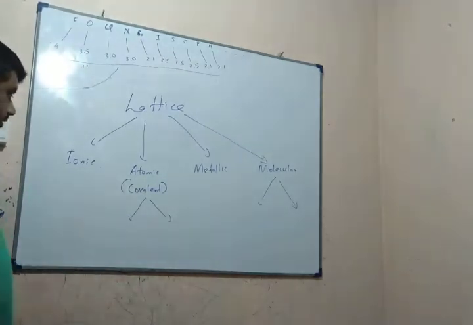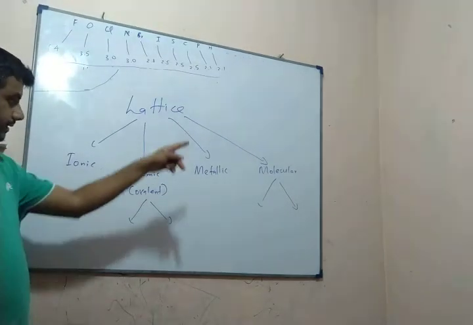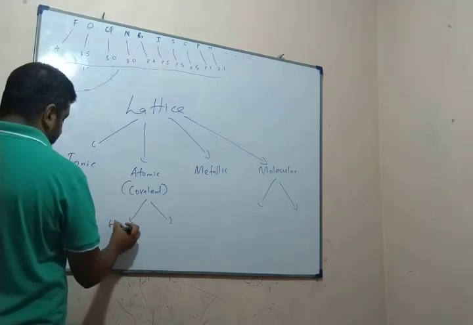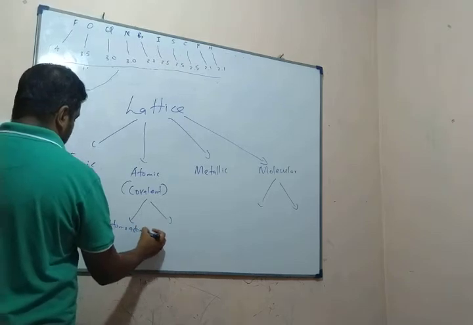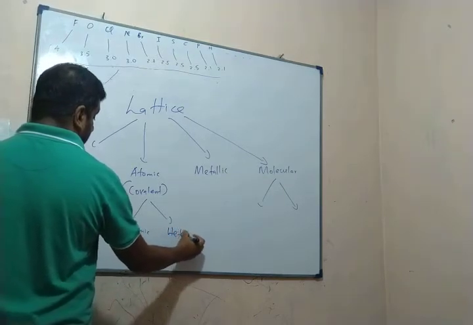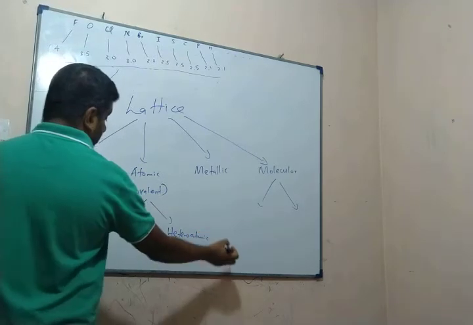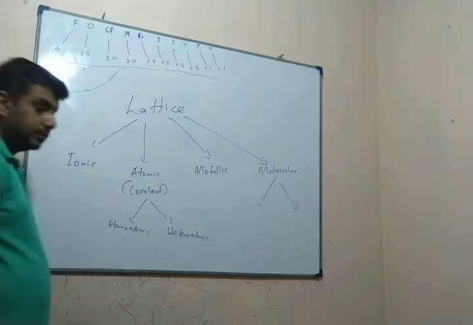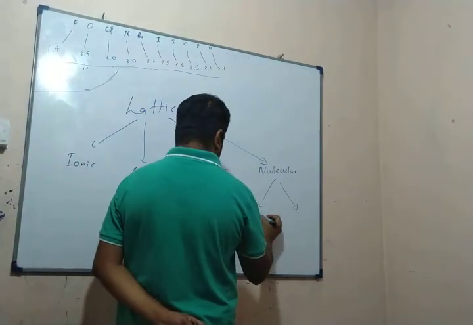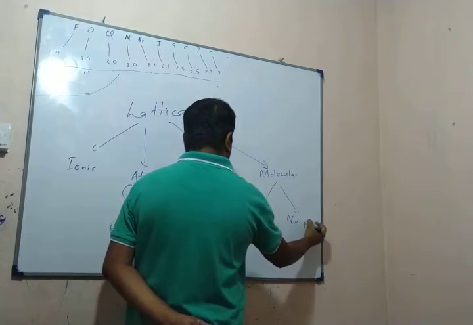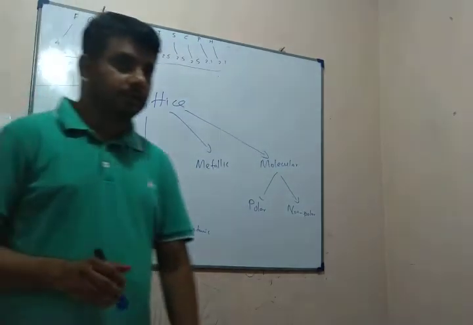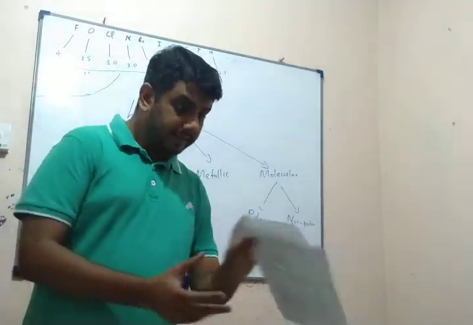There are further subdivisions in atomic lattice and molecular lattice. Atomic lattice: homoatomic lattice and heteroatomic lattice. And molecular lattice: polar molecular lattice and non-polar molecular lattice. Now we'll write some examples.